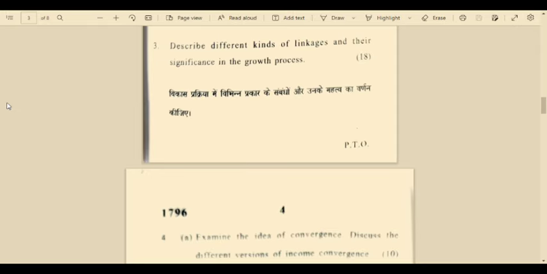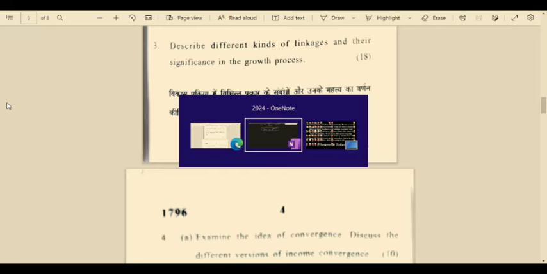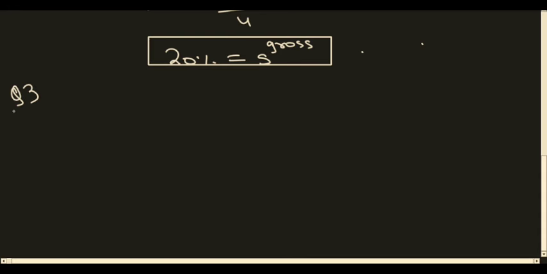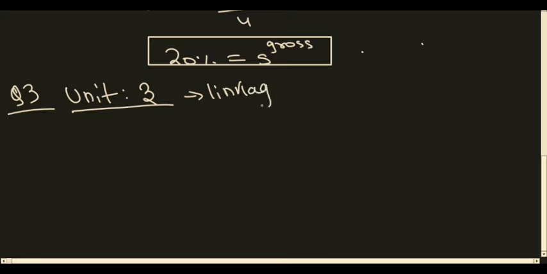Describe different kinds of linkages and their significance in the growth process. This is again from unit 3. Unit 3 is also scoring, but there is too much theoretical content, and it would not be possible to cover in a single video. So that can be covered by the notes, linkages, reading.